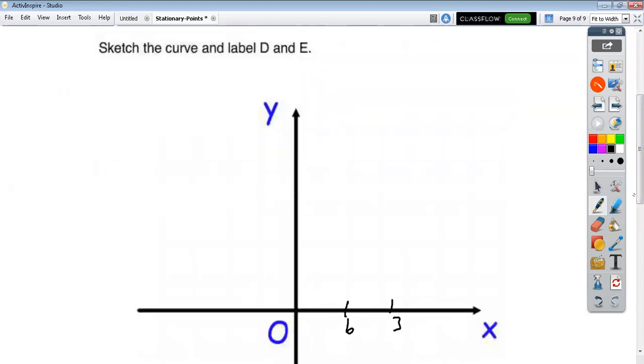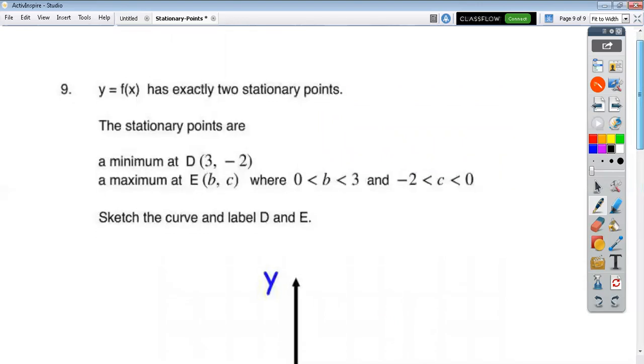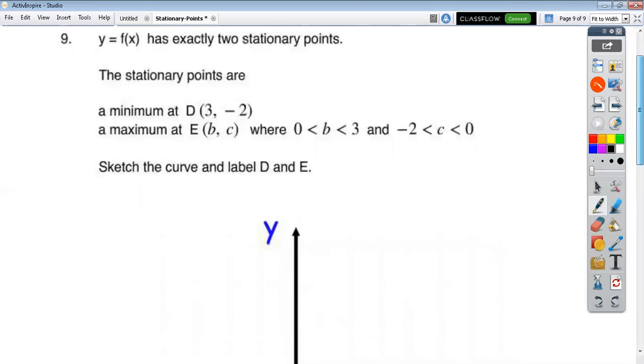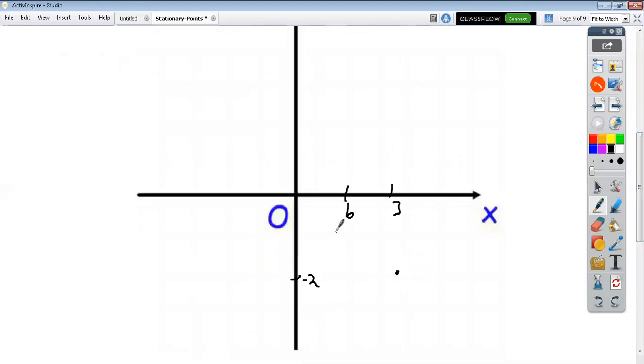I'll put B here. Then C is where? C is between negative 2 and 0. So C is in between, like this. That's what it means. So I know that this is the minimum where it's turning like this, and this is the maximum, so it's simply like this. I'm not worried about the rest. Clear now?